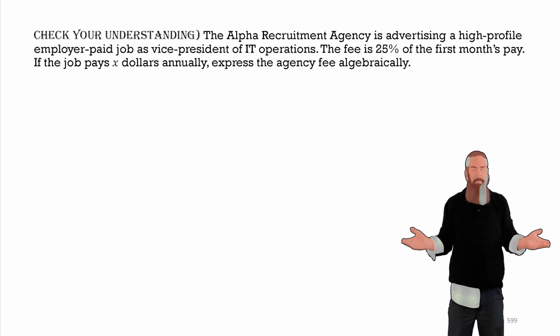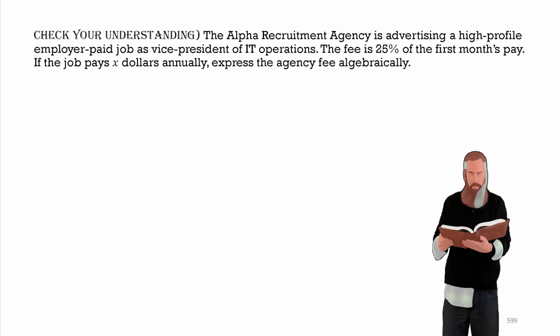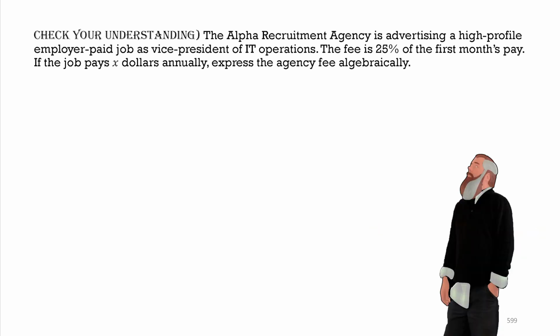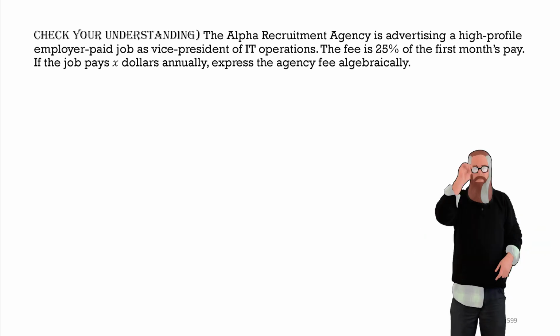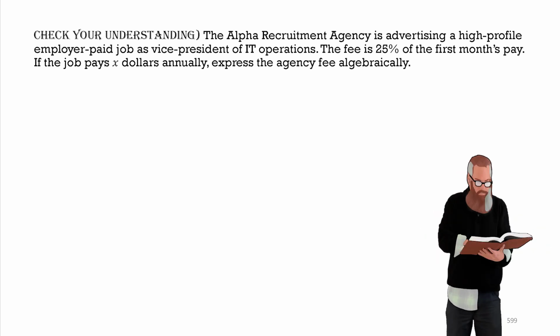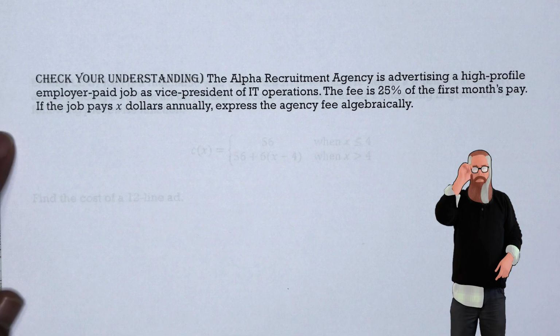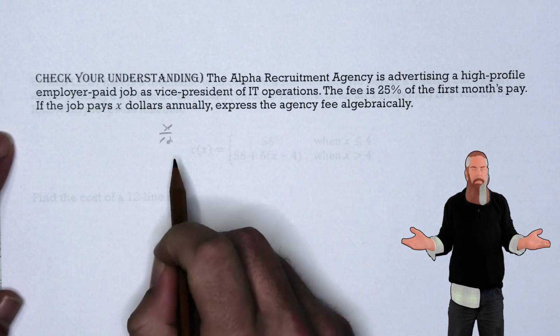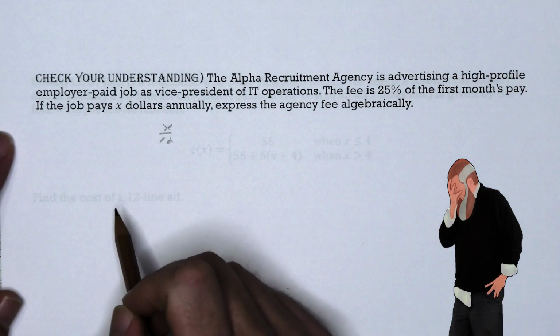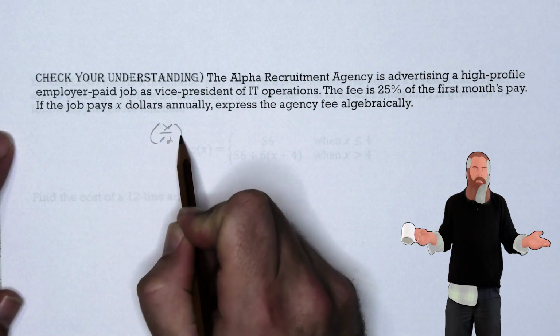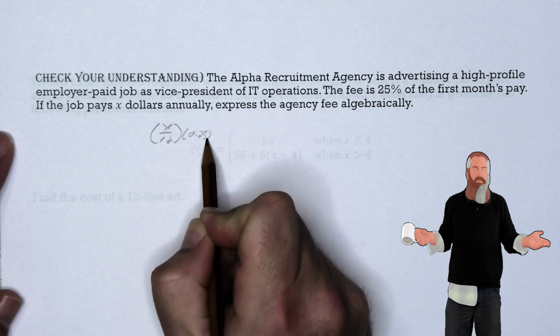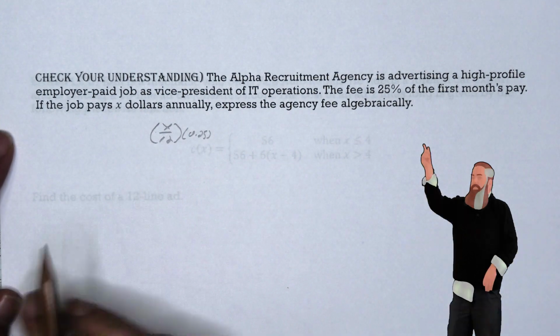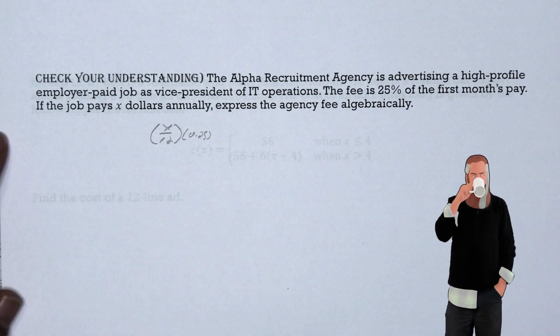The Alpha Recruitment Agency is advertising a high-profile employer-paid job as Vice President of IT Operations. The fee is 25% of the first month's pay. If the job pays x dollars annually, express the agency fee algebraically. Since we know that it pays x dollars annually, we can divide that by 12. This is going to give us a monthly number. If we multiply that by 0.25 to find 25%, then we'll be able to find 25% of 1 month's pay.